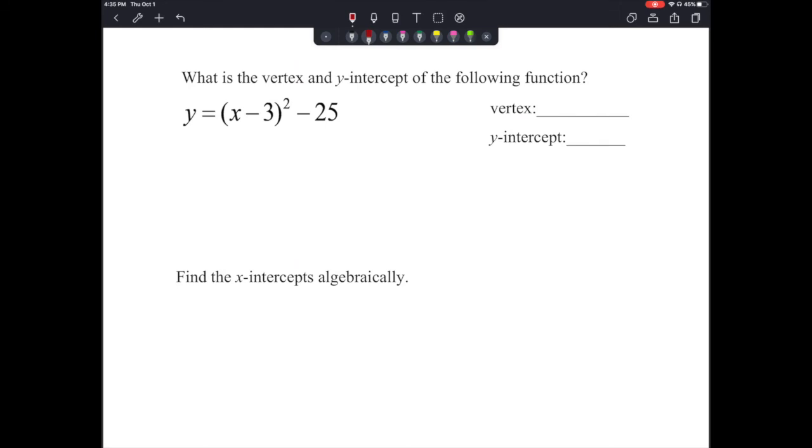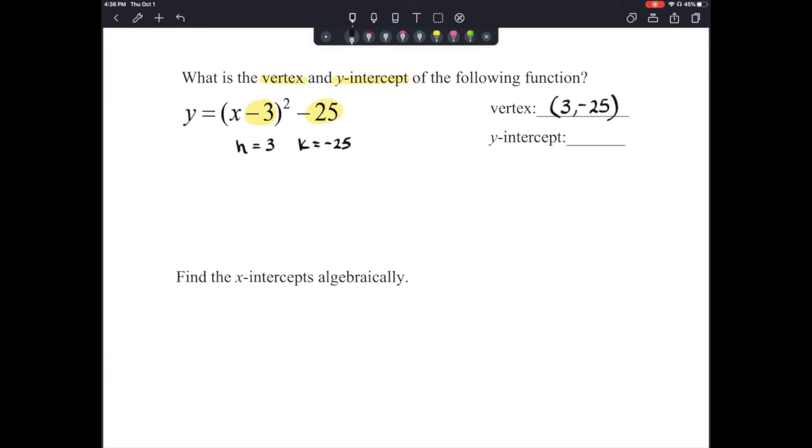All right, so this one says, what is the vertex and y-intercept of the following function? We have y equals the quantity of x minus 3 squared minus 25. So the things that we're asked to find are the vertex and the y-intercept. Well, the vertex is going to jump right out at us here, right? We have x minus h here, and then we've got our k value right here. So if h is equal to 3 and k is equal to negative 25, our vertex will be at the point 3 comma negative 25. Our y-intercept is not negative 25.